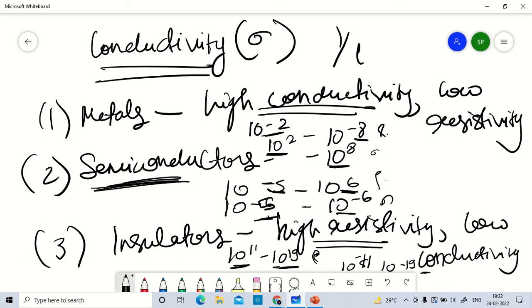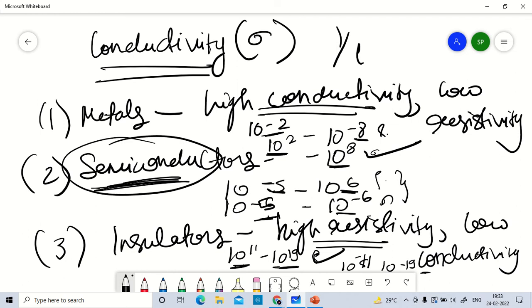Here you can clearly see that the conductance range is higher. Here you can see the resistance range is higher. Here both are almost the same. Therefore, they are called semiconductors.